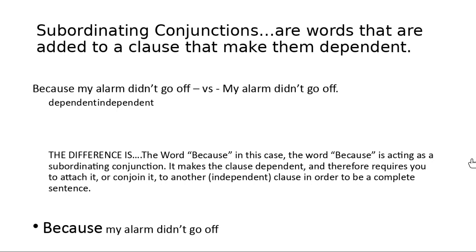So let's look at some of these examples that we have been talking about. Look at this first example. Because my alarm didn't go off. Well, we've already decided that that's a dependent clause, right? We need to know more. What happened because your alarm didn't go off? Well, look at this one right after it. My alarm didn't go off. Now that is independent, correct? That expresses a complete thought. That has all that it needs in order to be a complete sentence. So if I look at the difference between these two things, what do you see as the main difference between the two of them?